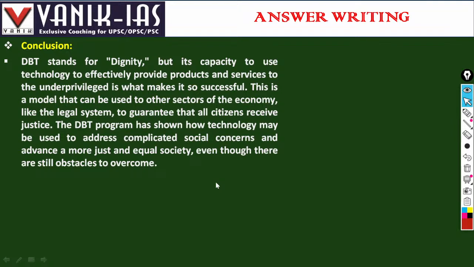Then come to the MCQs. On the conclusion, direct benefit transfer's dignity, but its capacity to use technology to effectively provide products and services to the underprivileged is what makes it so successful. It is a model that can be used in other sectors of the economy, like the legal system, to guarantee that all citizens receive justice. The DBT program has shown how technology may be used to address complicated social concerns and advance a more just, equal society, even though there are still obstacles to overcome. But DBT is a very successful model launched in the country.